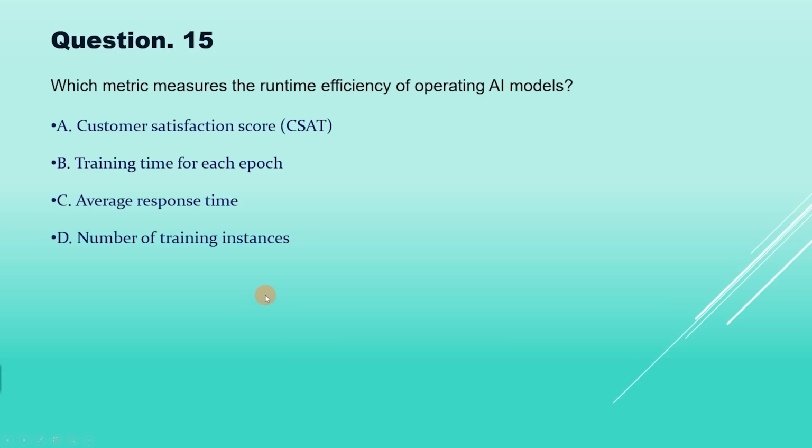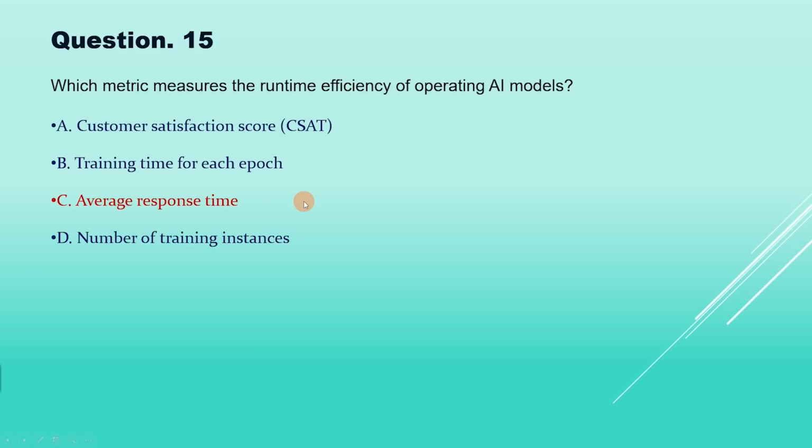So the correct answer here will be option C, average response time, because it measures how quickly an AI model produces predictions or outputs during runtime. So it makes it a key metric for evaluating the runtime efficiency of an AI model.